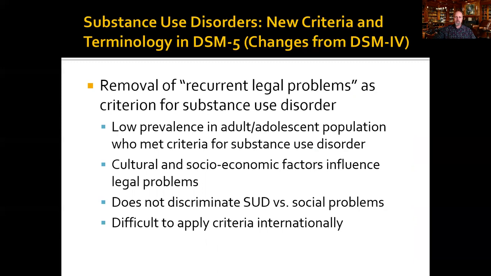There are many people in the adult and adolescent population who met criteria for a substance use disorder who didn't have recurrent legal problems. There's lots of cultural and socioeconomic factors that influence legal problems. And recurrent legal problems represents more social problems than it does a substance use disorder. In addition, it's really difficult to apply that criteria internationally. Like, for example, the ICD-10, cravings would be cravings, whether you lived in Kazakhstan or you live in Philadelphia. Whereas recurrent legal problems, legal consequences for drinking alcohol would be very different in Kazakhstan than it would be in Philadelphia. And so we're not comparing apples to apples.